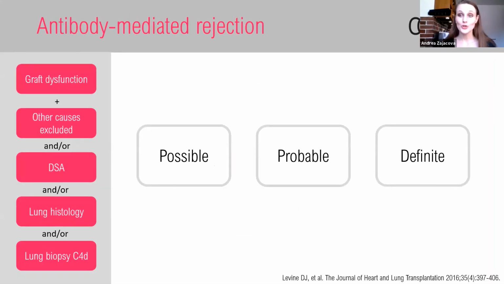However, the most challenging diagnosis in lung transplantation is antibody-mediated rejection. To obtain the diagnosis, there is a condition of graft dysfunction in combination with one of the following factors: other causes excluded, donor-specific antibody presence, lung histology verification, or even positive C4d staining in the lung biopsy. According to the combination of the mentioned factors, we may state that the antibody-mediated rejection is possible, probable, or definite.